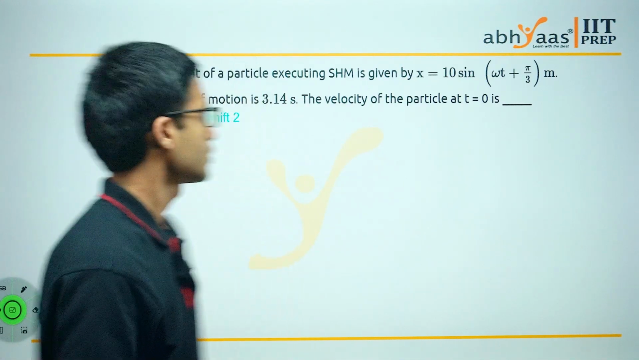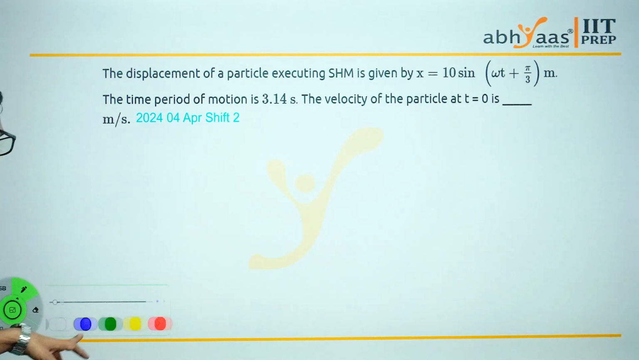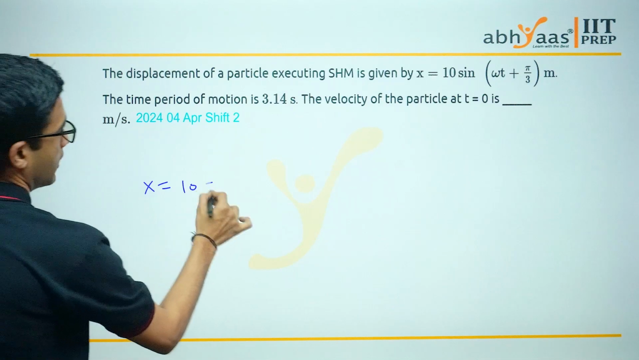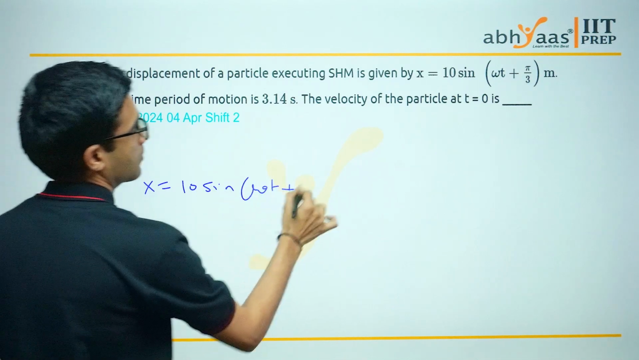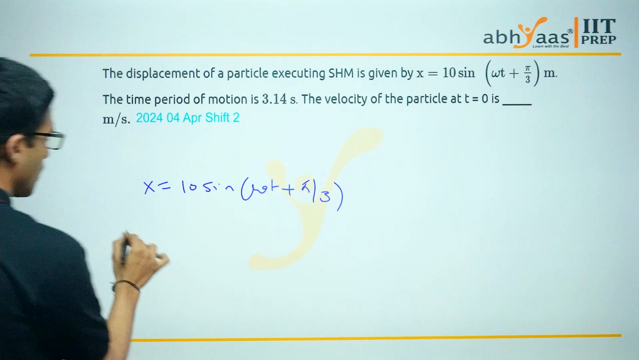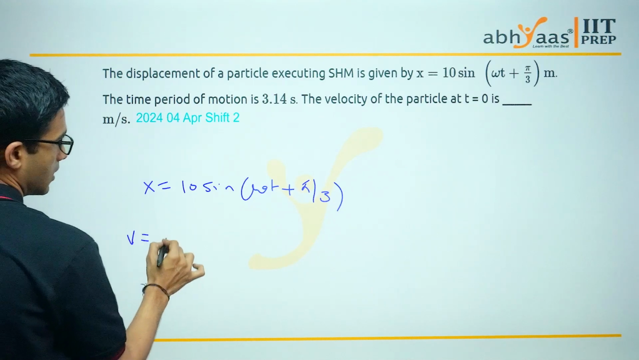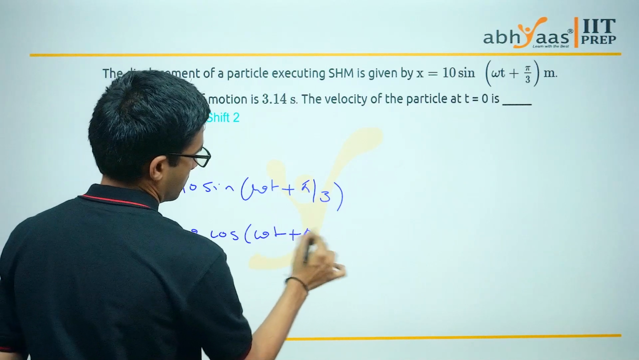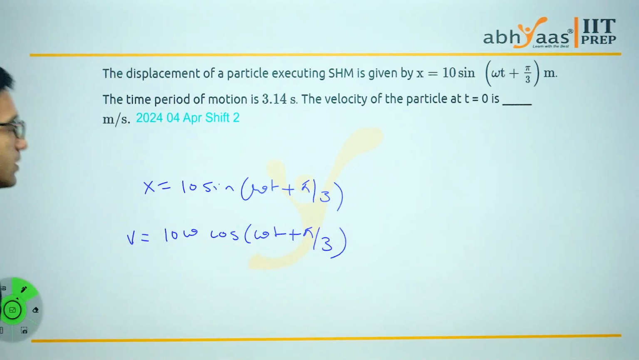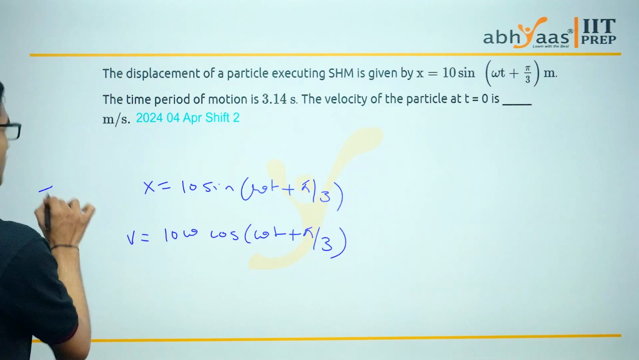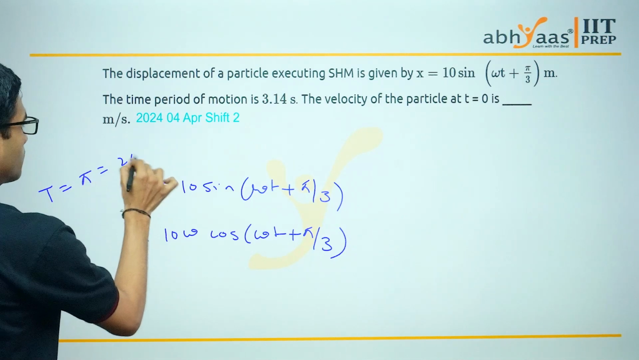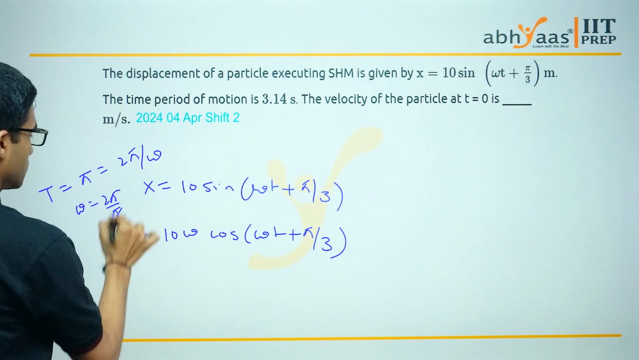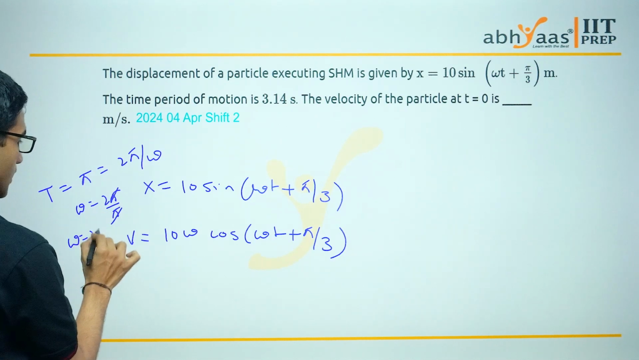Now going to the next question. Here you need to calculate the time period. Position is given: x is equal to 10 sin(omega t plus pi by 3). Velocity v is equal to dx by dt, that is 10 omega cos(omega t plus pi by 3). The time period is given as pi, and T equals 2 pi by omega, so omega is 2 pi by pi, that is 2 radians per second.